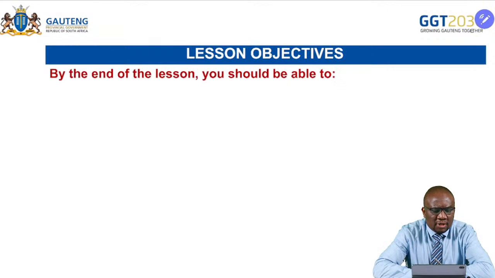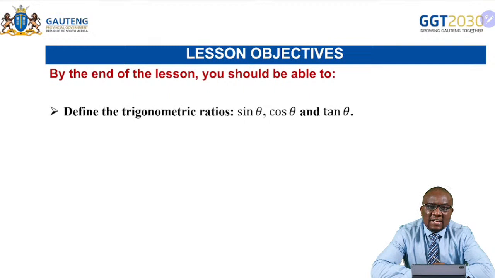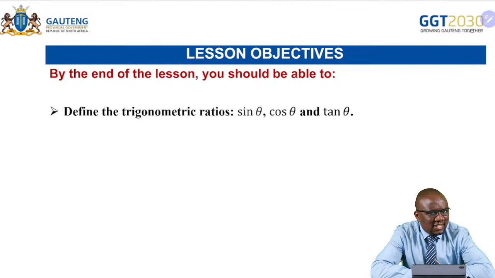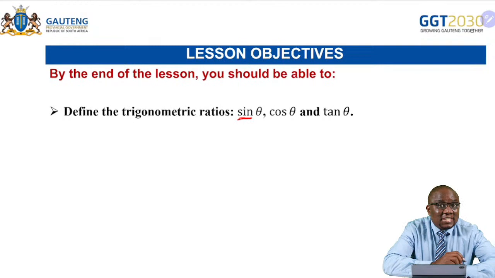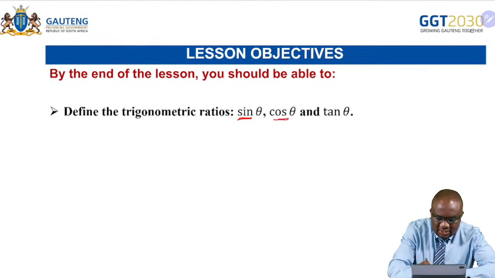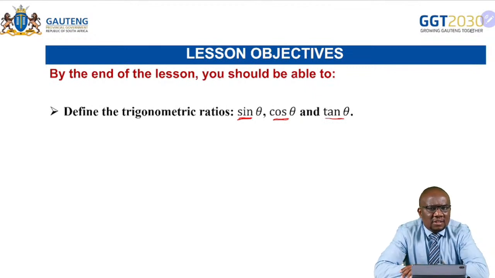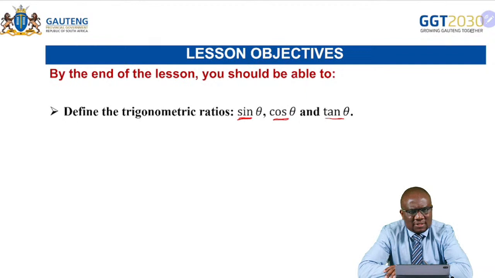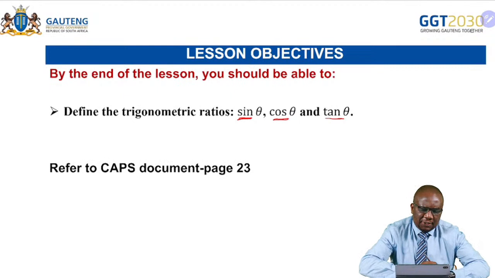Right, now let's go to our objectives. By the end of this lesson, you should be able to define trigonometric ratios. You have done school from primary up to grade 9, and I think it's your first time to do sine theta. We are going to look at sine theta, cos theta, and tan theta. Today we are understanding these three trigonometric ratios. You can refer to the CAPS document, page 23.